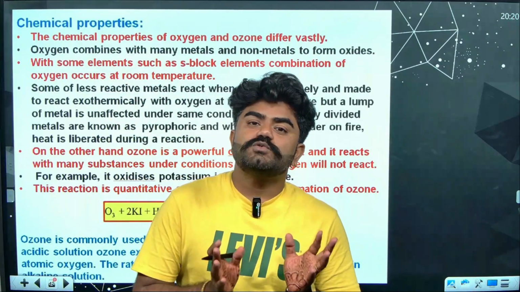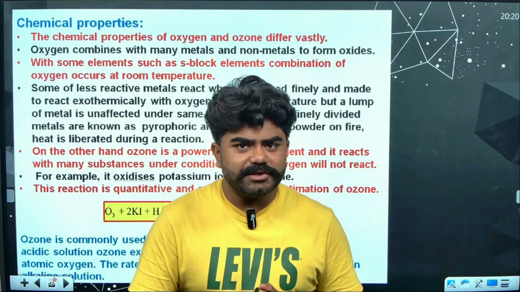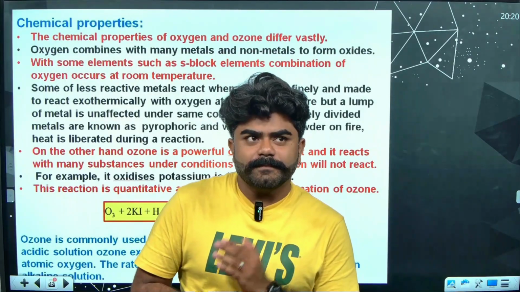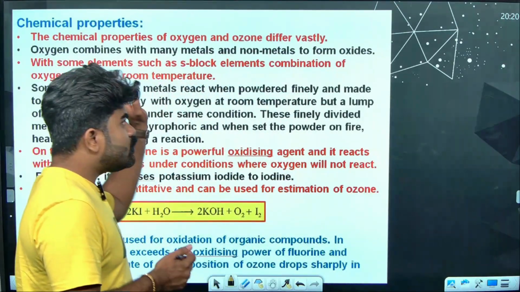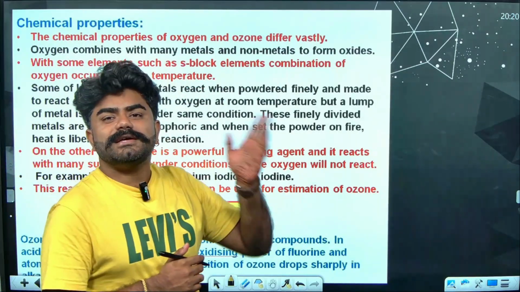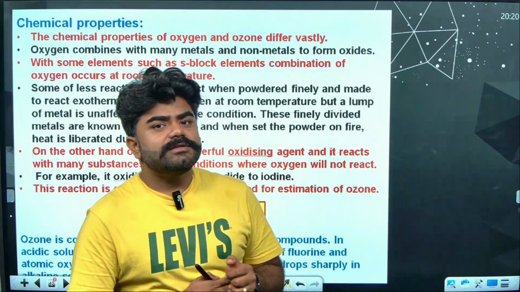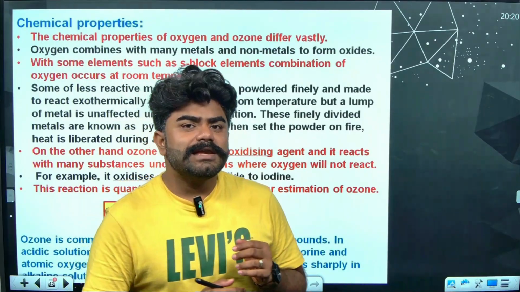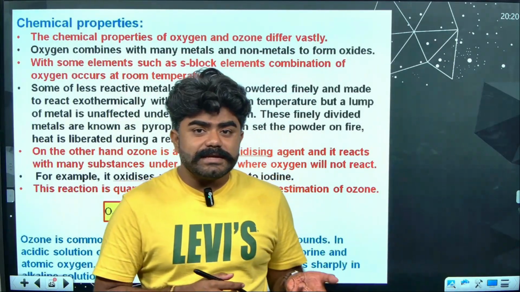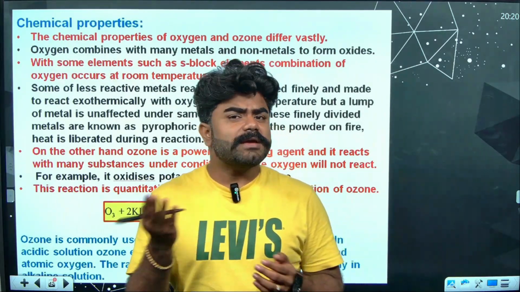Yes, oxygen and ozone differ greatly in their chemical reactions. Let's see how they differ. First, we know that oxygen reacts with metals to form metal oxides. Similarly, it reacts with non-metals to form non-metallic oxides. So you know the properties of metallic oxides. All metal oxides are basic in nature, and all non-metal oxides are acidic in nature, and some can be amphoteric also.